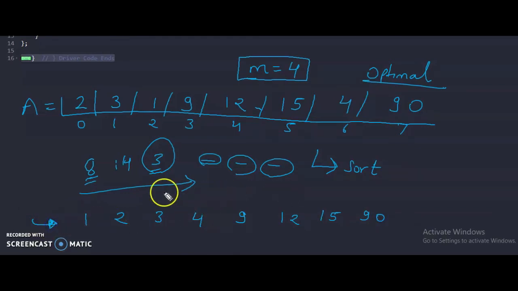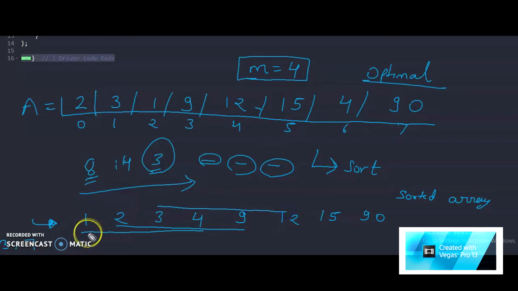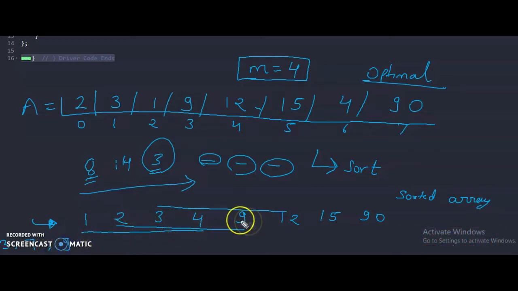This will be the array after sorting, right? This is the sorted array. Now if I am taking this 4, then the maximum 4 and 1, the difference will be 3, right? If I am taking these 4, then 9 minus 2 will be 7. If I am taking these 4, then 12 minus 3 will be 9, right? So this is how I can calculate.